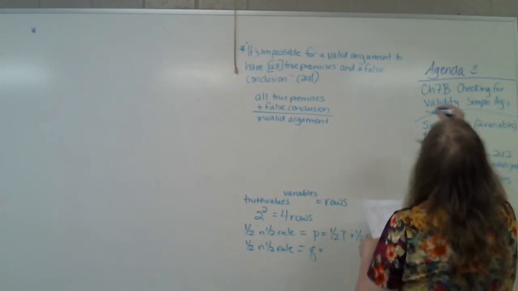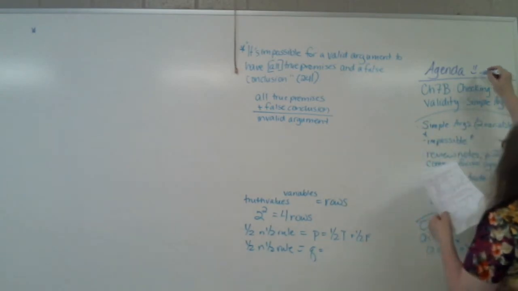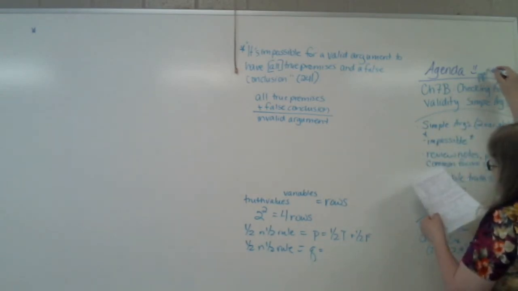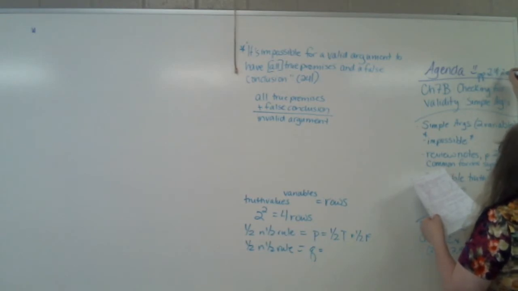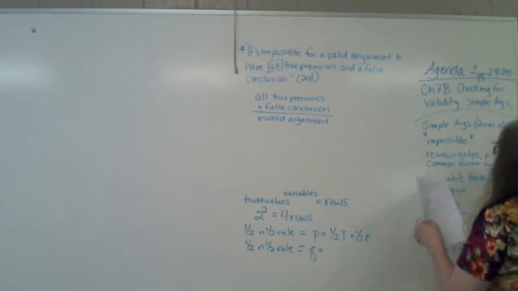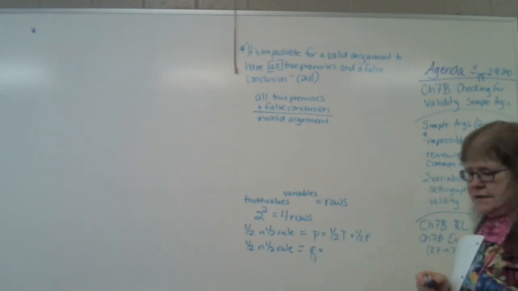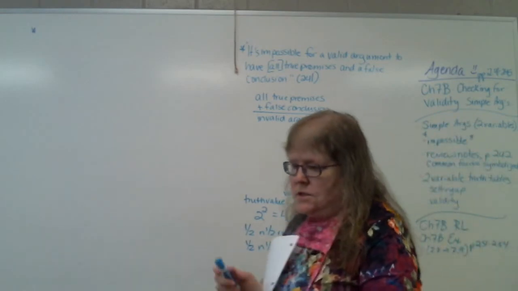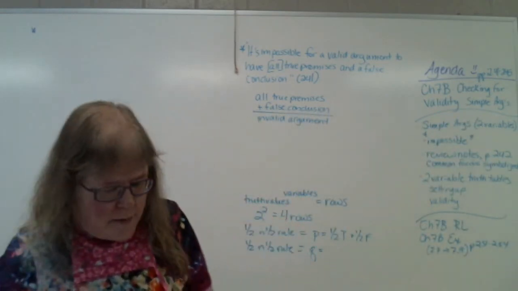Okay, 7B. Pages 241 to 245, 245 at the top. When you see the piece that says tricky arguments, stop. That's not part of this.